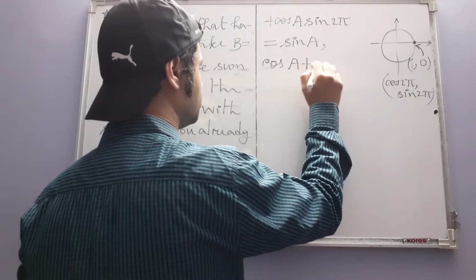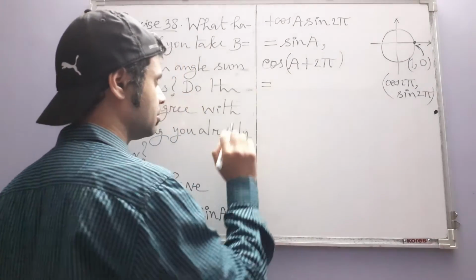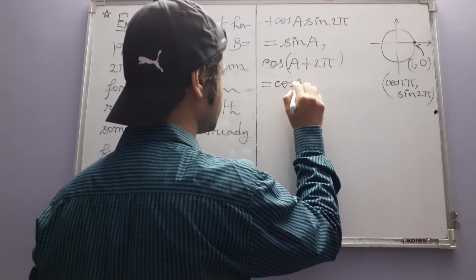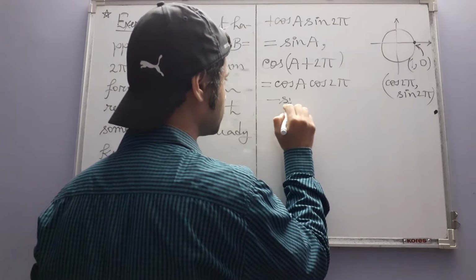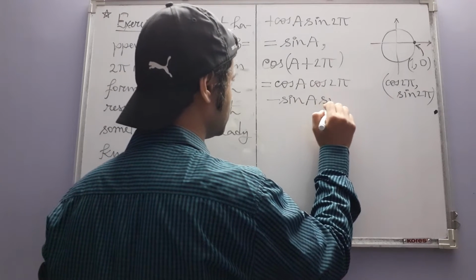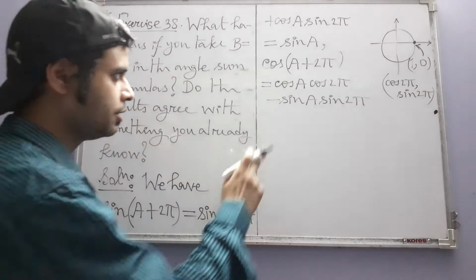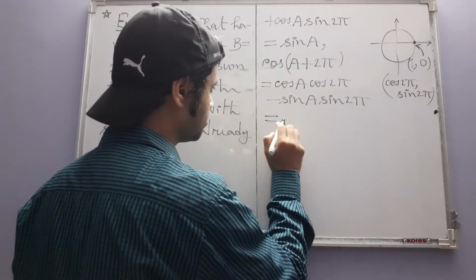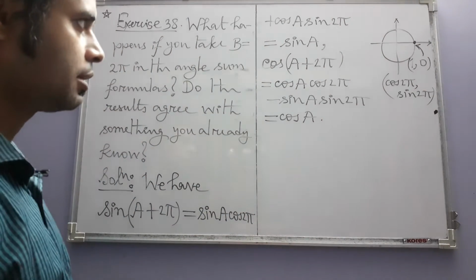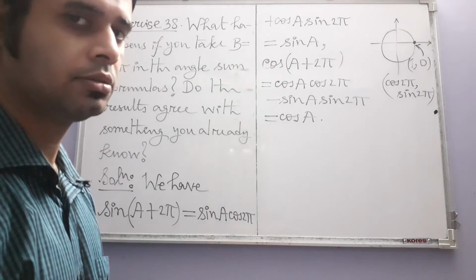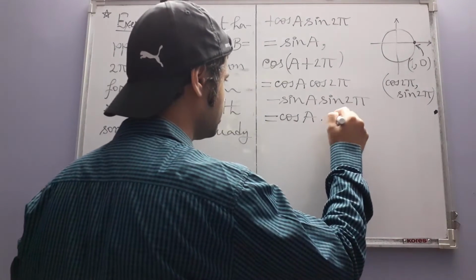Cos A plus 2 pi is, keep in mind we are now writing the formula for cosine, so cos A cos 2 pi minus sin A sin 2 pi. But again of course because cos 2 pi is 1 and sin 2 pi is 0, this term vanishes and we are having cos A. So both sine and cosine are periodic functions with period 2 pi. So that's just it. So once you write that, it's over.